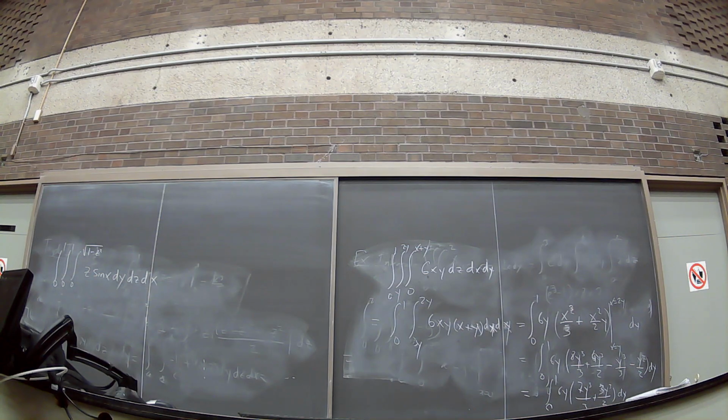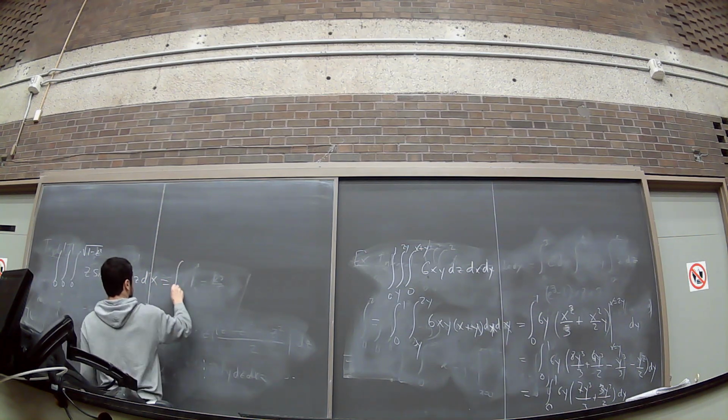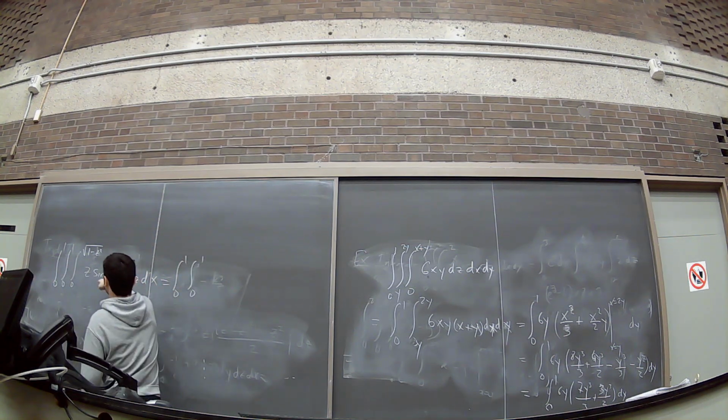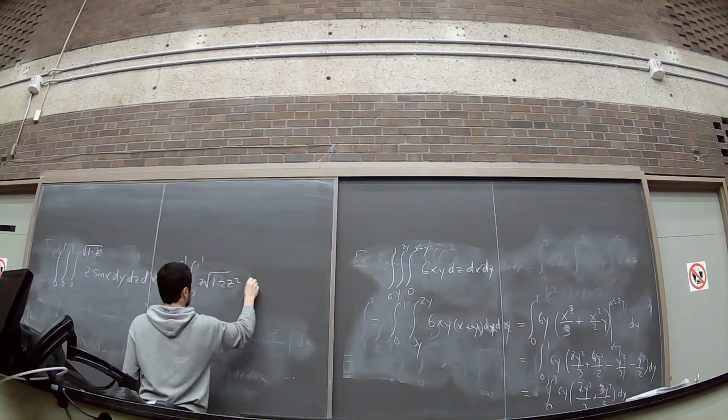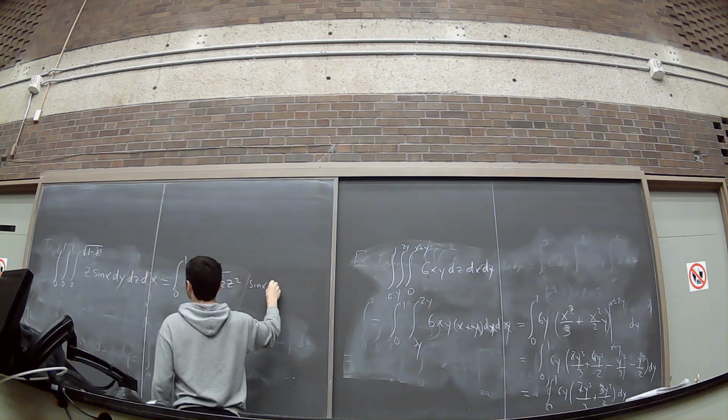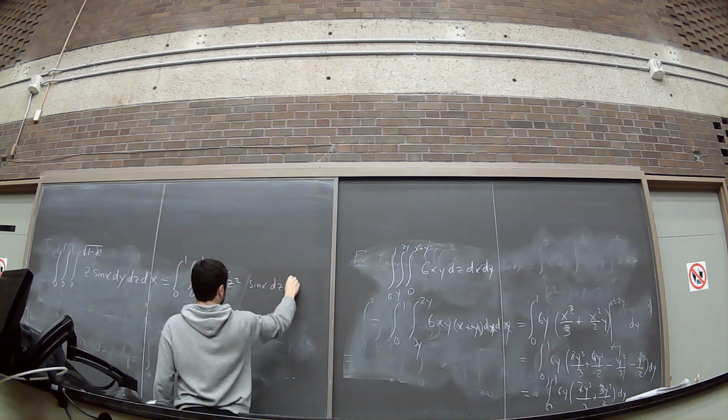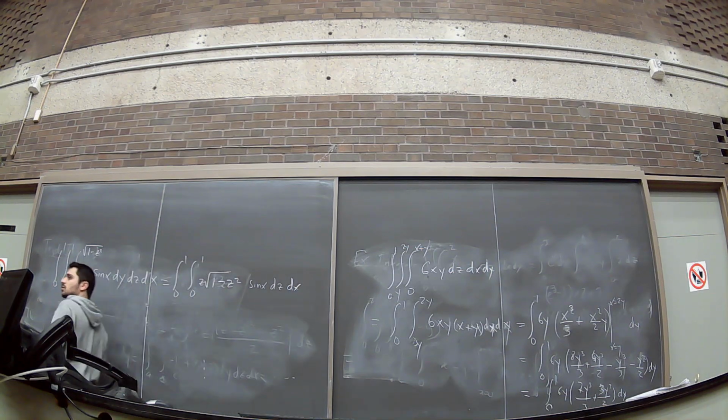So how do I start by integrating? z sin x with respect to y, everything else is a constant. So how do I integrate that? This is 0, 1, 0, 1. You integrate with respect to y, you get square root of 1 minus z squared times z sin x dz.